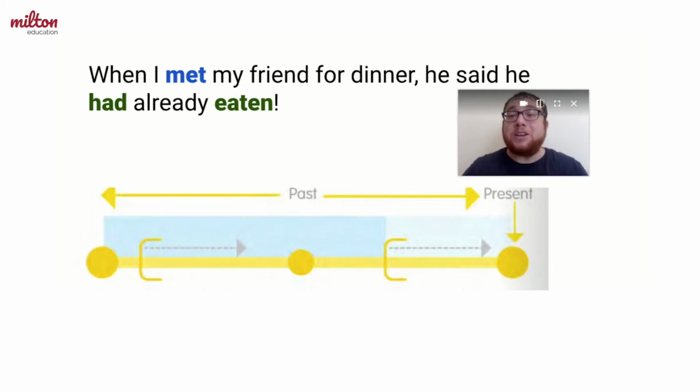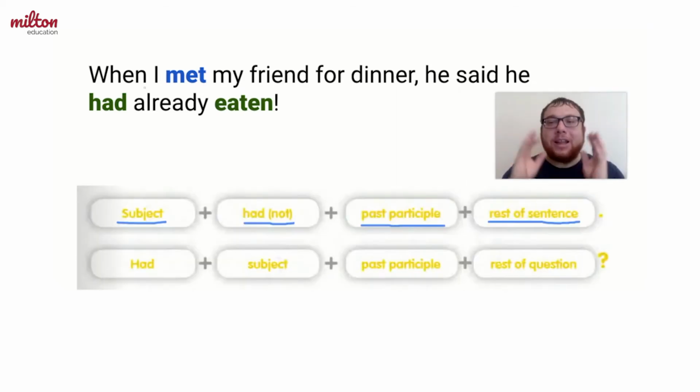Since you already know the past simple, we're going to focus on how to create the past perfect. Let's look at the form of the past perfect. It's the subject plus had, which is the past of the verb have, plus the past participle, plus the rest of the sentence. It's very similar to the present perfect in this sense, except we use had instead of have.